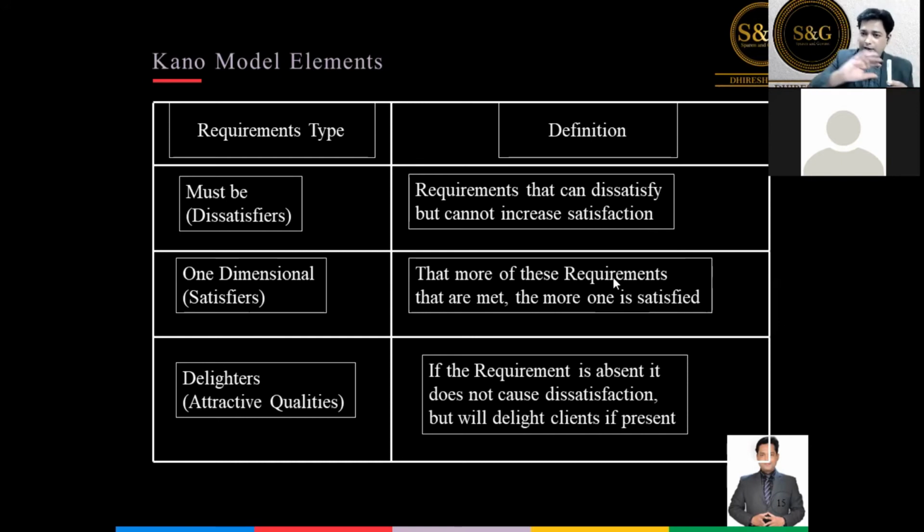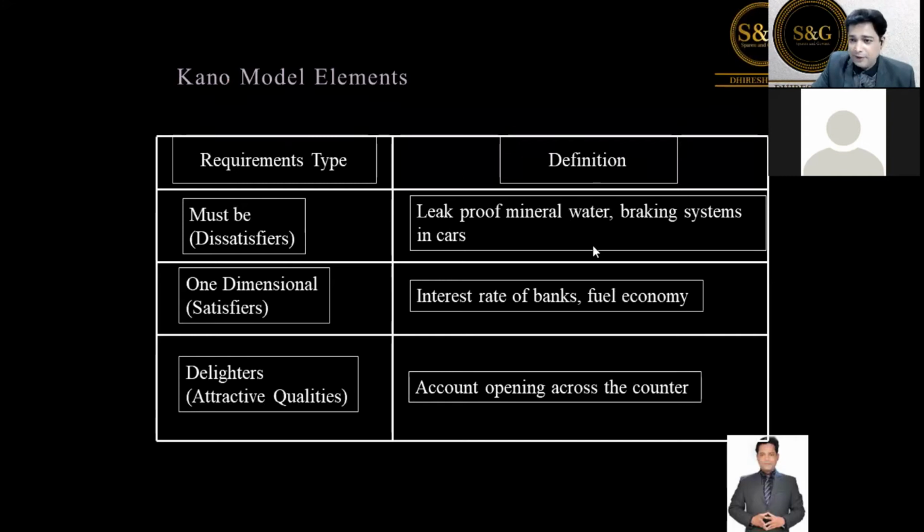The more the duration, the life will be more, the customer will be happy. Delighter will be, that's what I gave you as an example of bulb or music or some aroma that will delight the customer, which is not expected. Some examples given in this are leak proof mineral water, braking system in the car. If you are driving a car and the brake works, you will not be delighted, "wow, the brake is working." It's a basic need. It is a basic characteristic of a car. Car should be stopped by applying the brake.